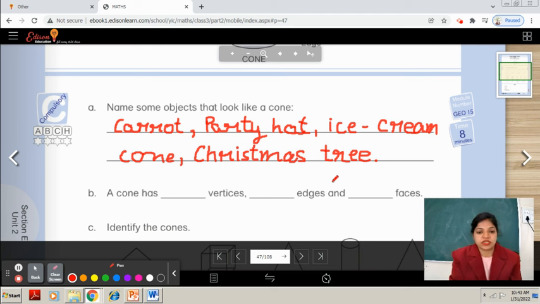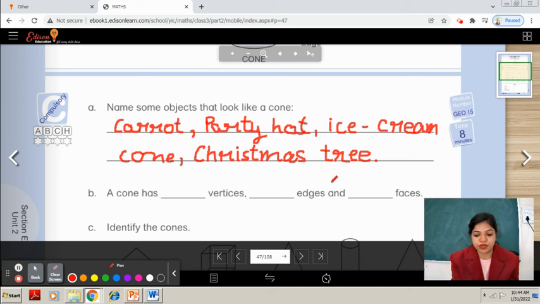So, what are the examples of cone? Carrot, party hat, ice cream cone, Christmas tree. Is it clear to all of you? Yes. Now the B part is, a cone has dash vertices, dash edges and dash faces.